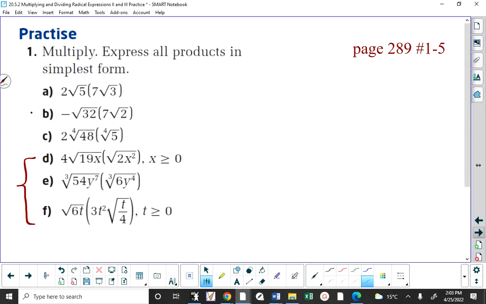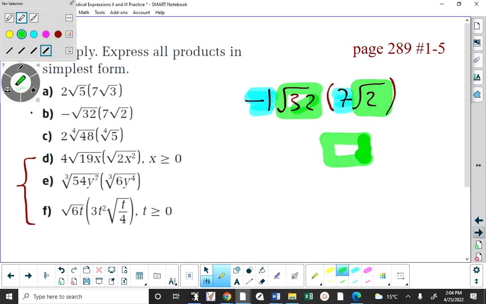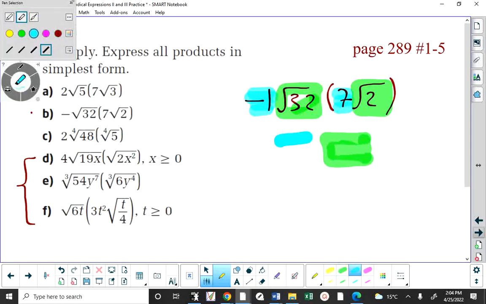When you take a look at something like B, we have negative 1 root 32 times 7 root 2. So what do I mean when I say we multiply coefficients by coefficients? I mean we can multiply the negative 1 by the 7, and radicals by radicals means we multiply root 32 times root 2. The negative 1 times the 7 gives you negative 7. The root 32 times the root 2.